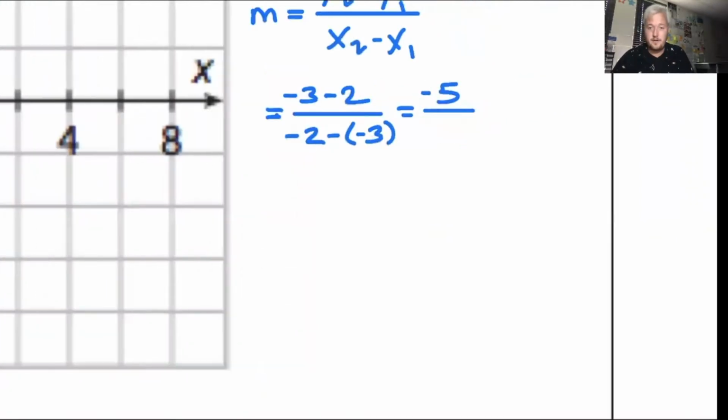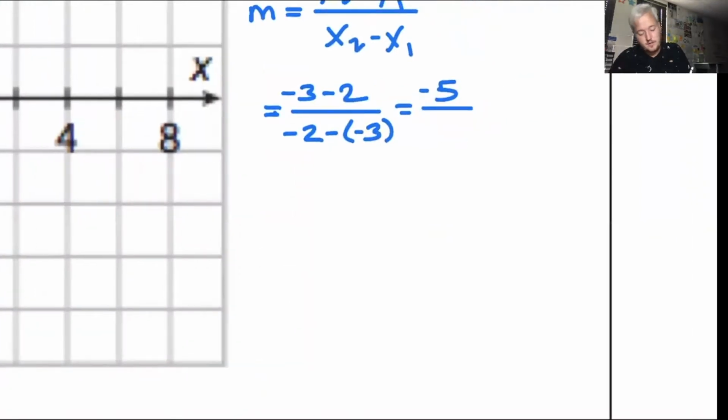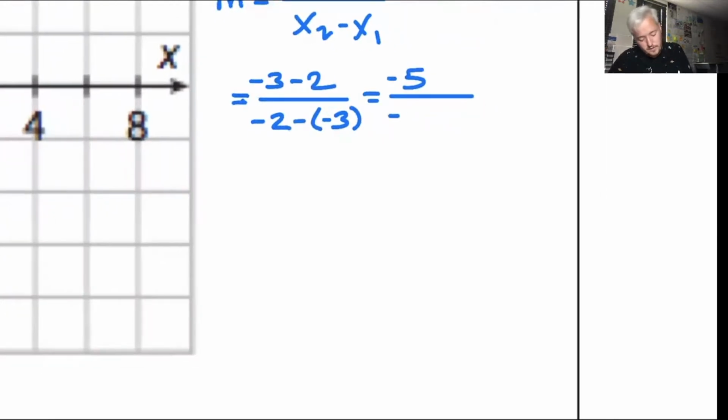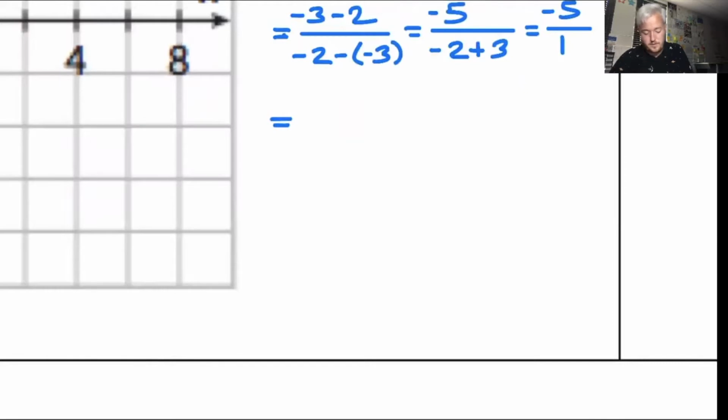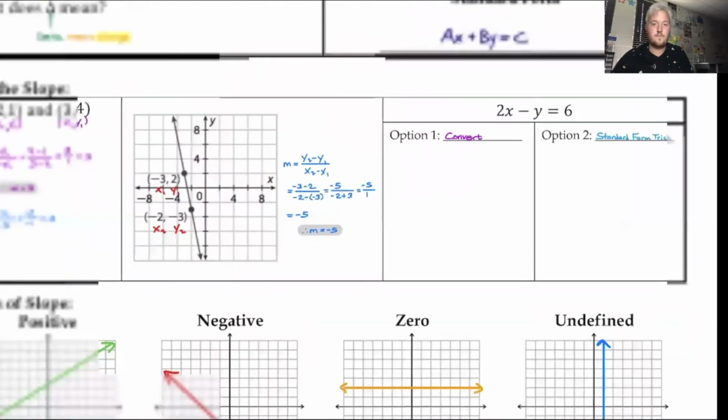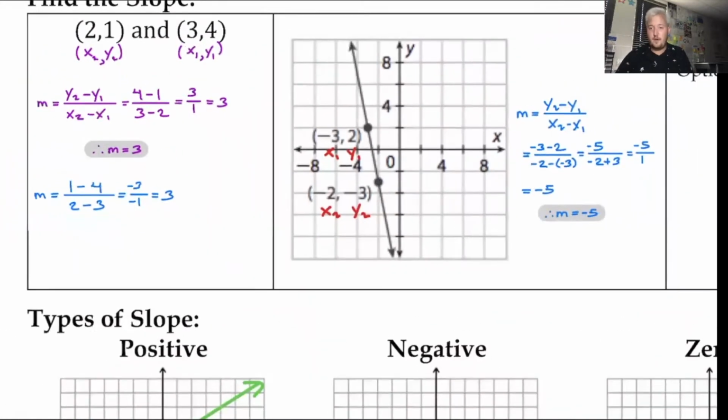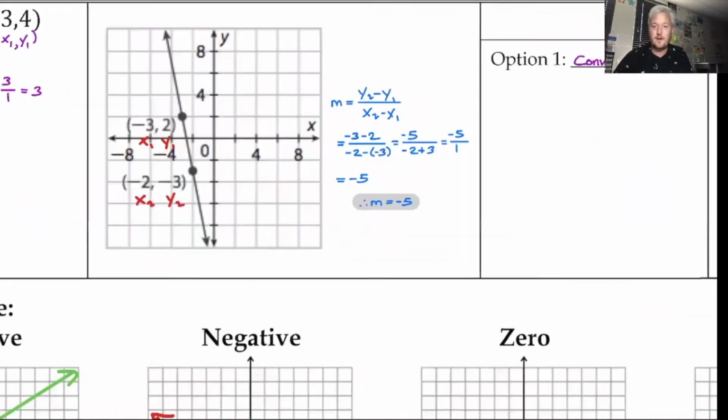Now, in the denominator, we have negative 2 minus a negative 3. I'm going to rewrite this before I solve it. This is going to turn into negative 2 plus 3. So what this simplifies to is negative 5 over negative 2 plus 3, which gives you positive 1. So negative 5 over positive 1 simplifies to a slope of negative 5. If it was on a graph and the scale was by 1 and it was easier to count, then by all means, definitely do rise over run on a graph.